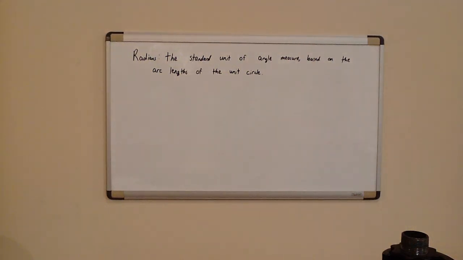So here's the technical definition for radians. It's the standard unit of angle measure, and it's based on the arc lengths of the unit circle. Well, what's a unit circle? Thanks for asking. Let me clarify.